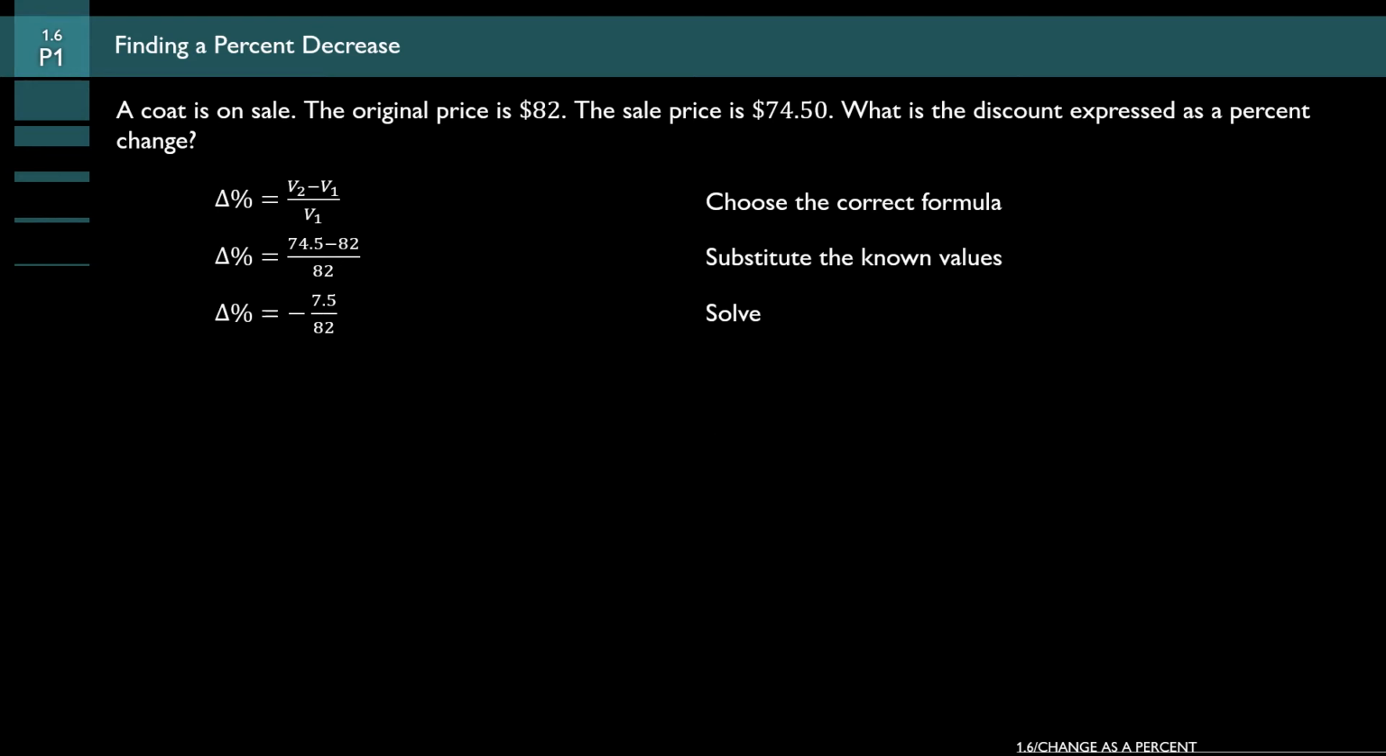7.5 divided by 82 is 0.091. So again, remember to move your decimal 2 spots to the right. And that means that your percentage change is going to be negative 9.1%.